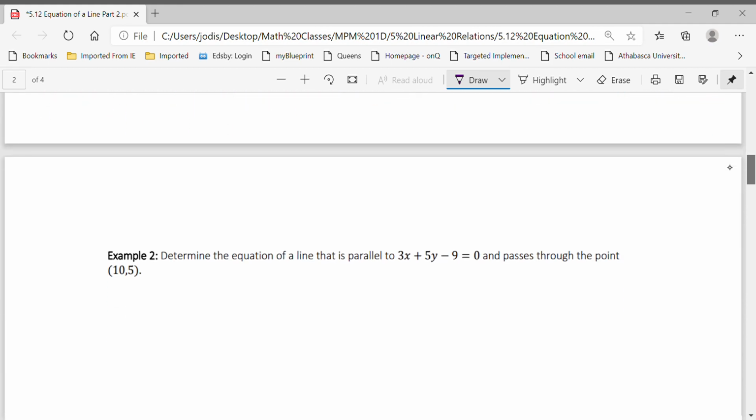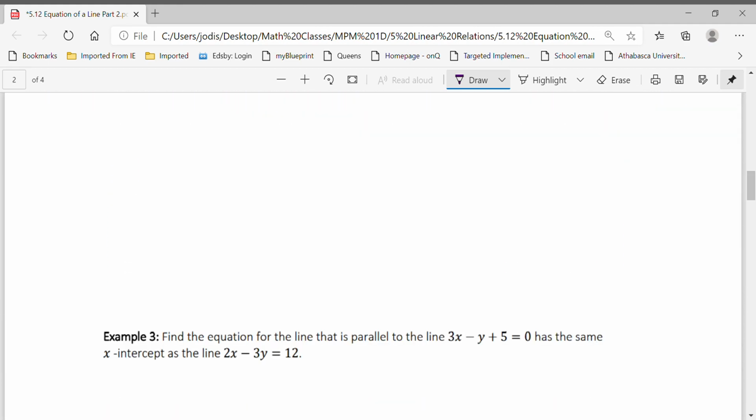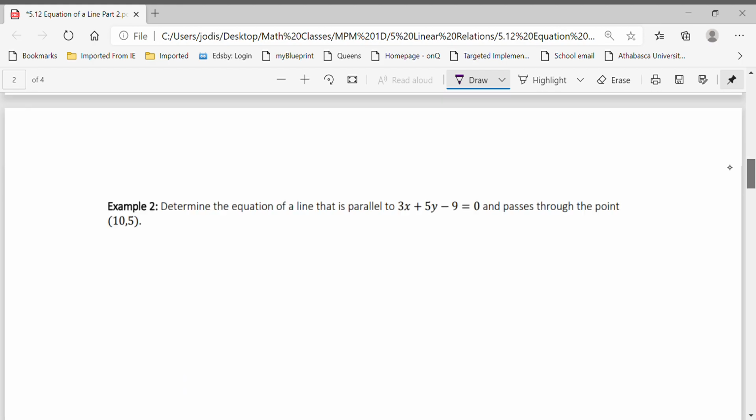So next, we want to determine the equation of a line that's parallel to this and passes through the point 10, 5.